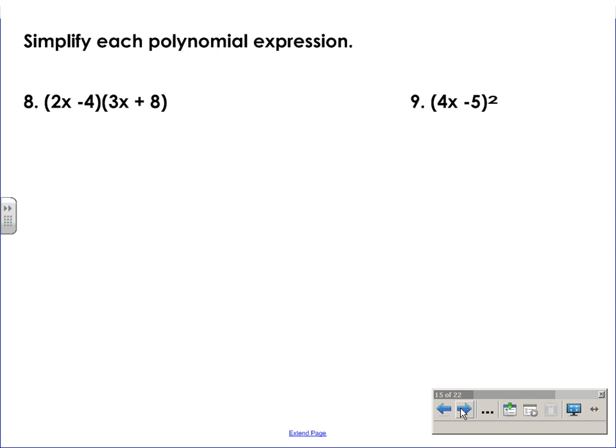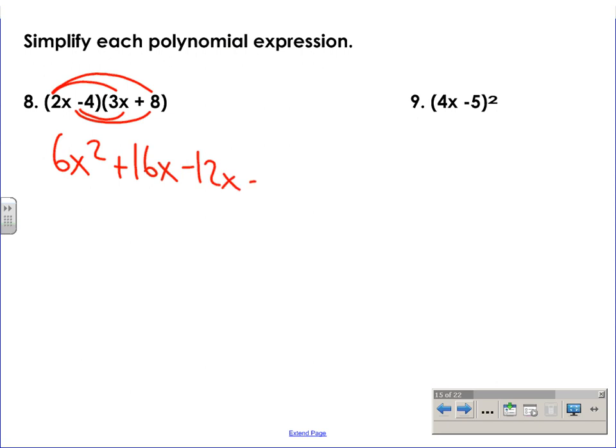Now, going to number 8 on your test review. The instructions at the top of this section are to simplify each polynomial expression. So whenever I have two parentheses next to each other, that means multiply. So I need to multiply these two binomials. So I need to use the distributive property twice. 2x times 3x, 6x squared. 2x times 8 is 16x. That's once. Distribute this. Negative 4 times 3x is negative 12x. Negative 4 times 8 is negative 32.